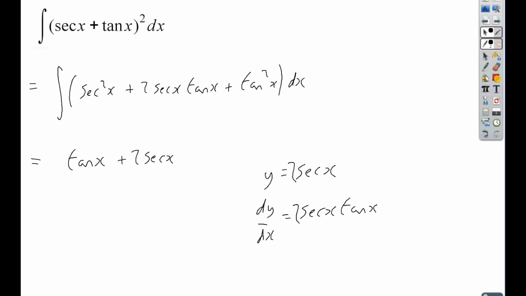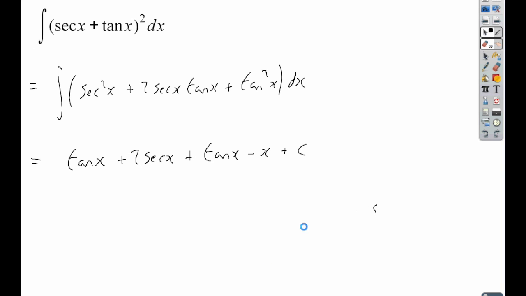And the last one, tan squared x, well, we've done that. If you look back to what the answer was, it was tan x subtract x plus c. Let me just get rid of some of that so it looks a bit clearer. You can simplify that a little bit. We're going to get 2 tan x plus 2 sec x subtract x plus c, and that is it, done.